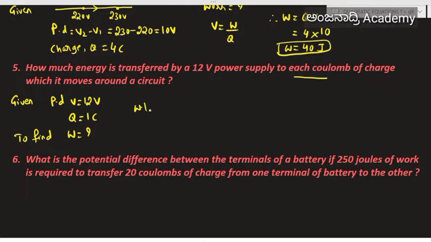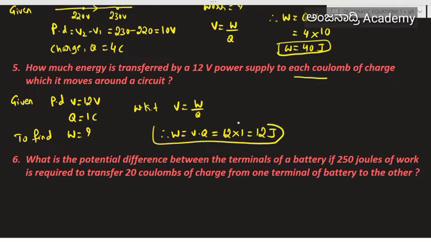We know that potential difference V is equal to W by Q. Therefore W is equal to V into Q. V is 12 volt and Q is 1, so that is 12 joule. W is equal to 12 joule is the answer for the given question. Let us move to the next question now.